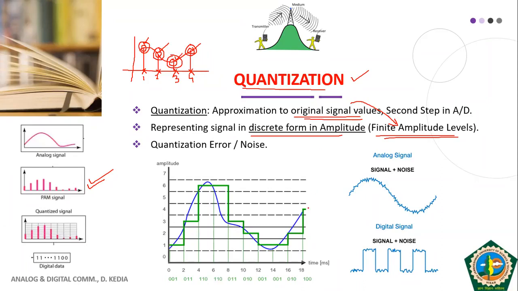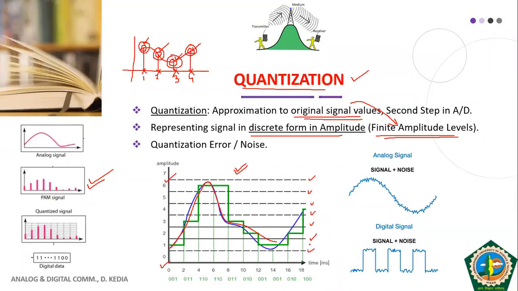What does it mean? Look carefully at this figure. Here, the blue colored line is our original signal. I have divided the range of the amplitude. The amplitude is varying from say 0 to this level. So I have divided the entire range of the amplitude into a certain finite number of levels. This is level number 1, level 2, level 3, 4, 5, 6, and 7. So I have divided my amplitude range into 7 levels.